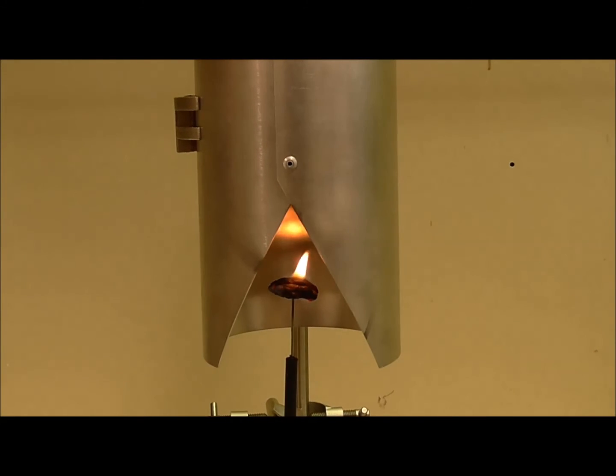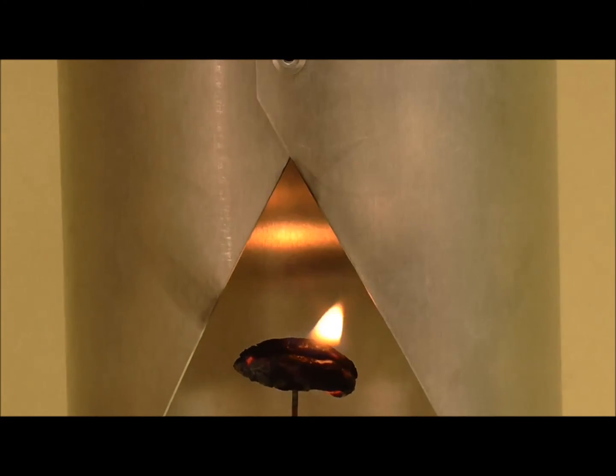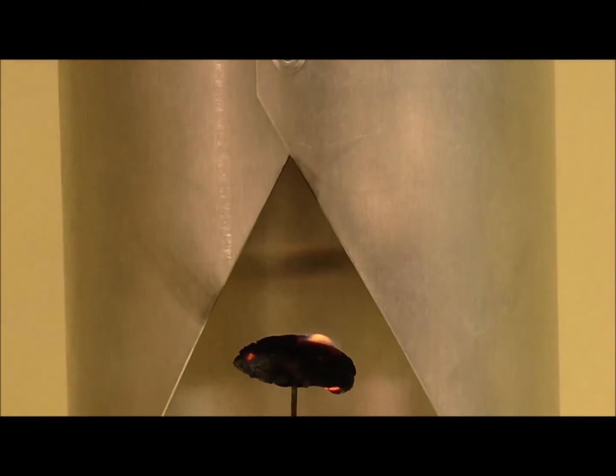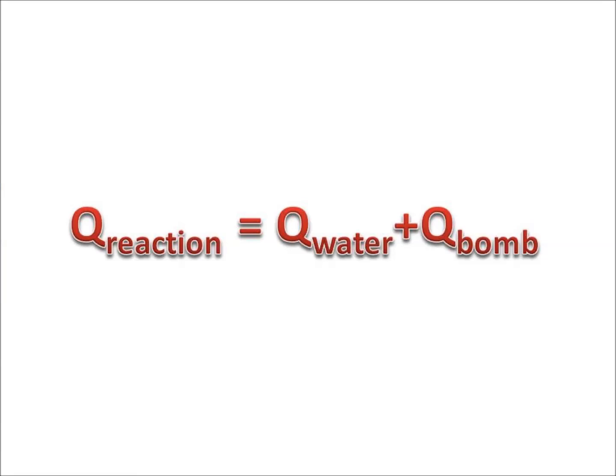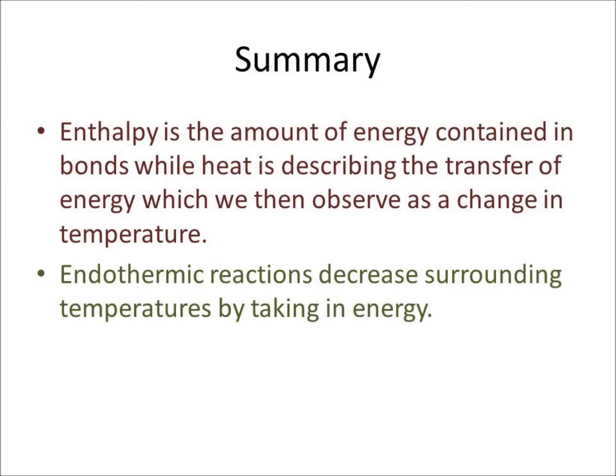Since we now know how much energy is needed to increase the temperature of water by 1 degree, we can figure out how much heat is released. To calculate the heat evolved by the reaction, we use the following formula. Heat evolved by the reaction equals heat absorbed by the water plus heat absorbed by the bomb. Enthalpy is the amount of energy contained in bonds, while heat describes the transfer of energy, which we can then observe as a change in temperature.